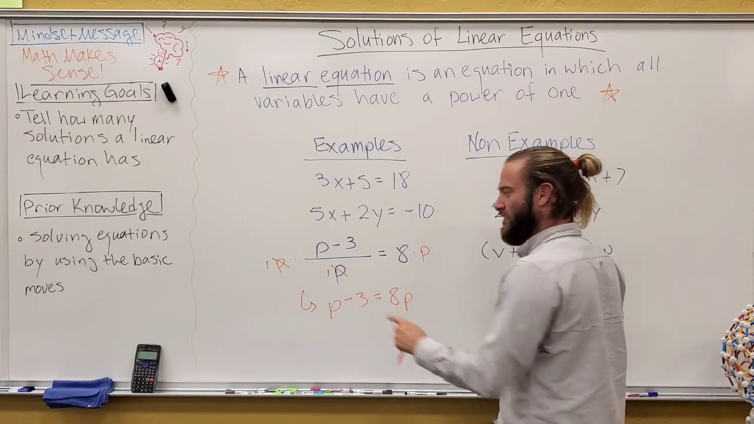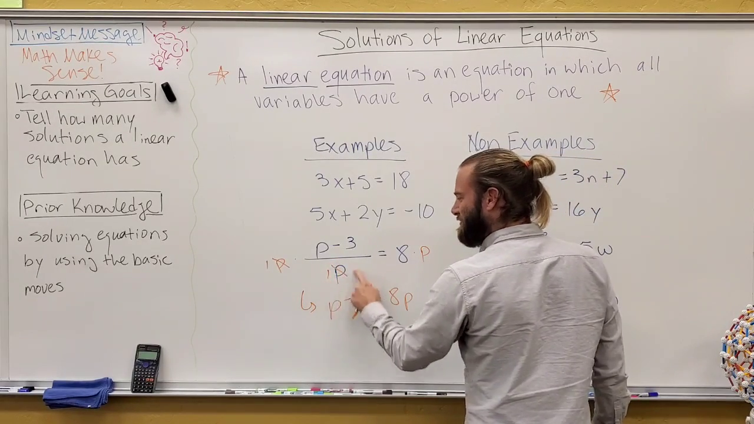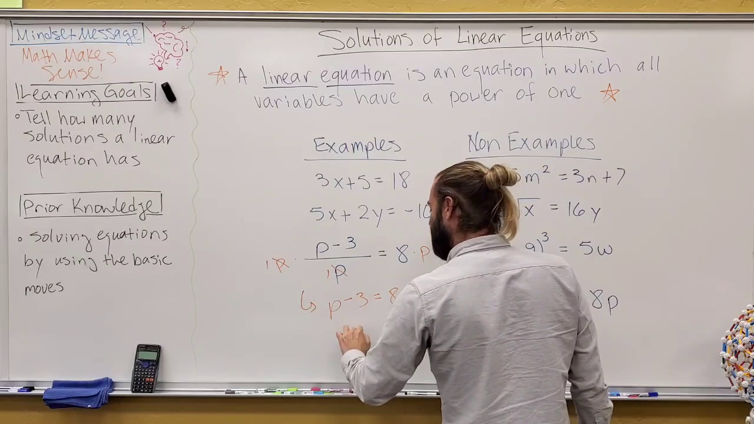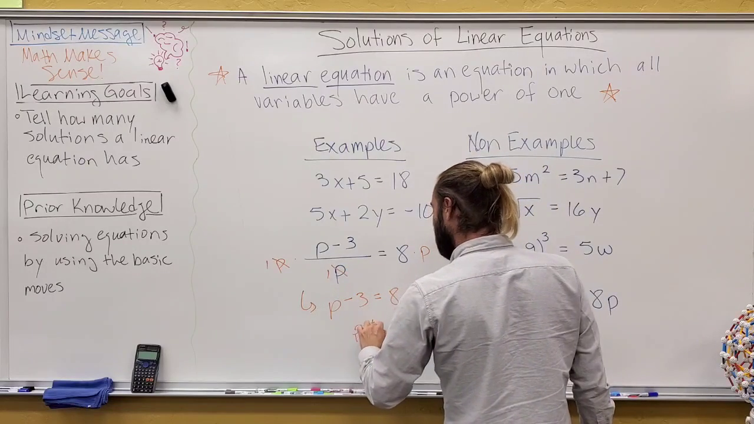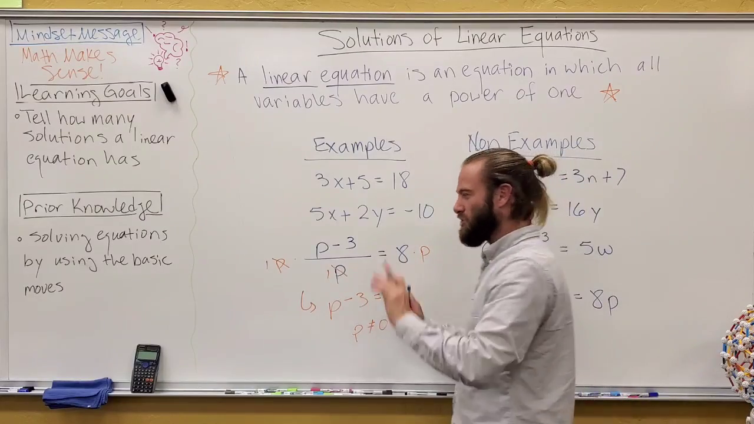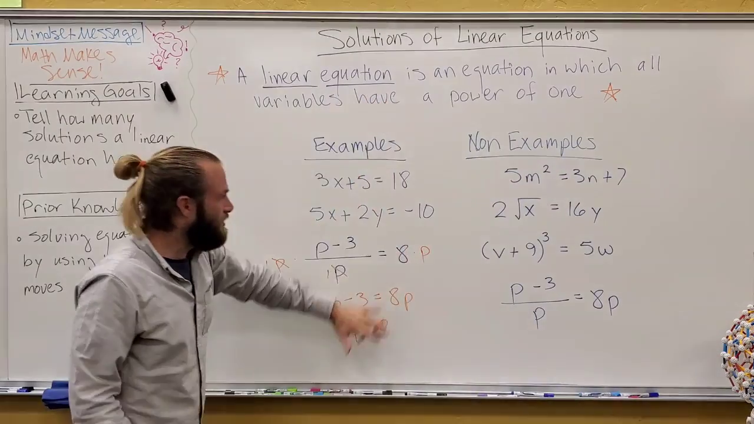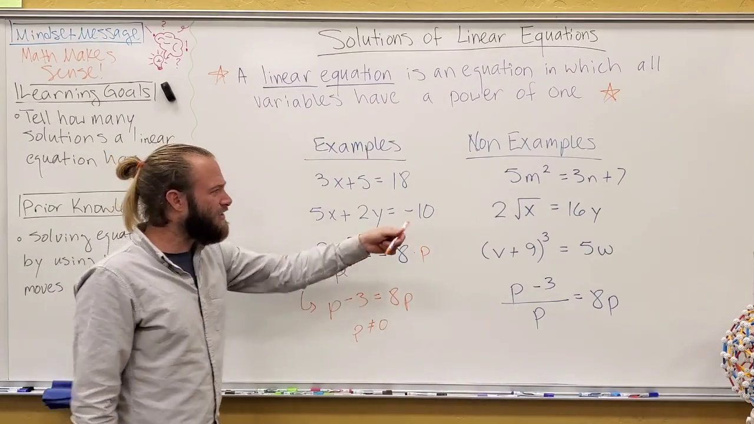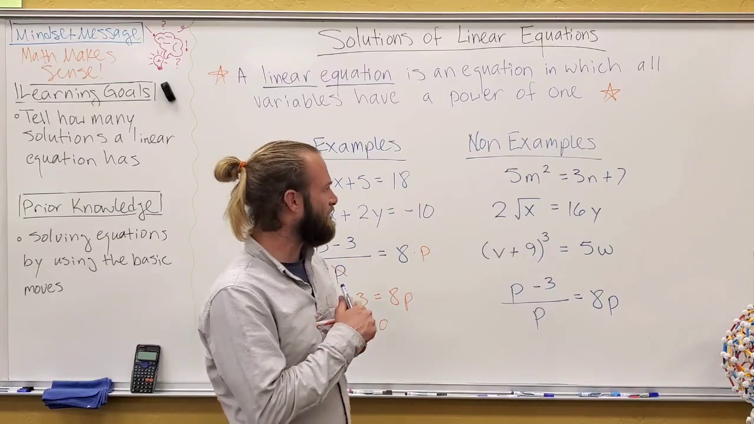There's one little thing though. If you remember that we can't divide by 0, technically speaking here, we need to make sure we realize that p can't be 0. We'll get into that later. Don't worry too much about that. I just want you to know about examples of things that are. Now let's look at some examples of things that aren't.